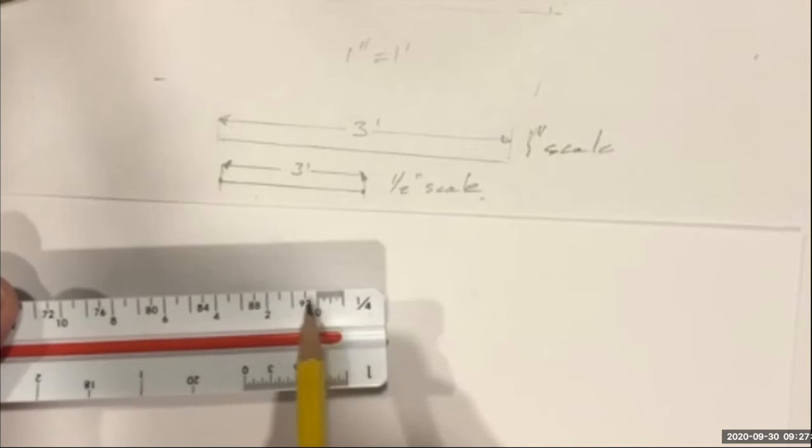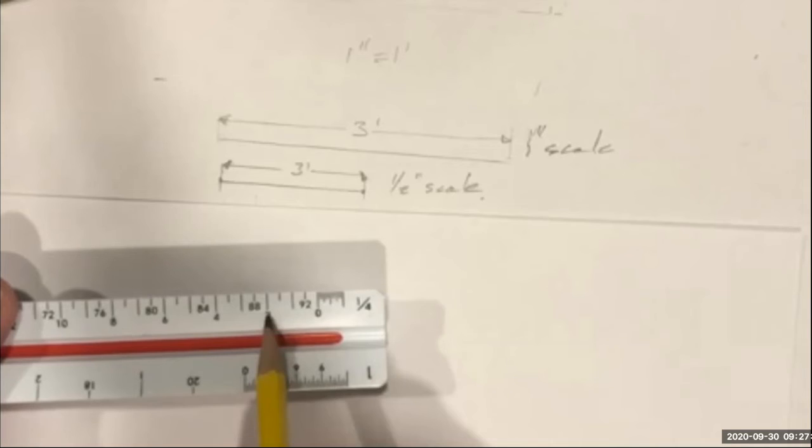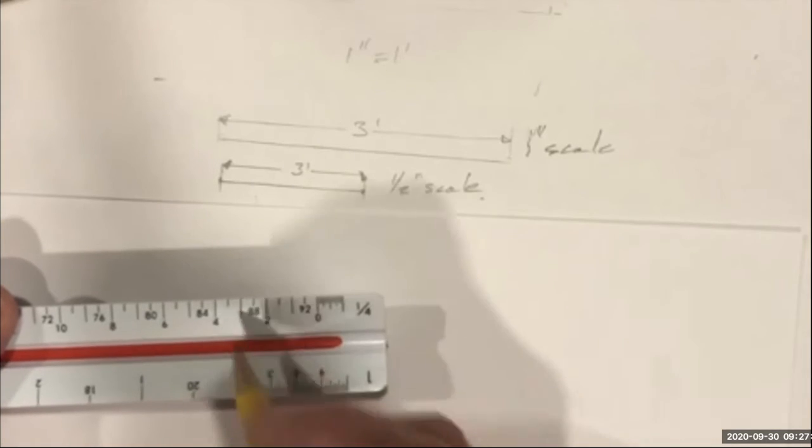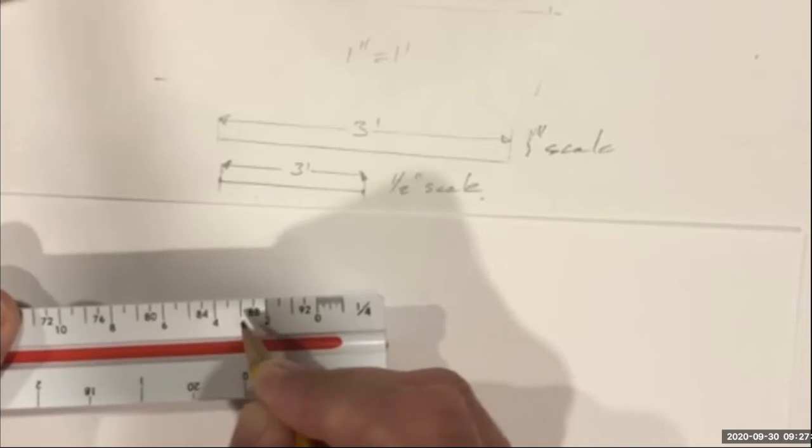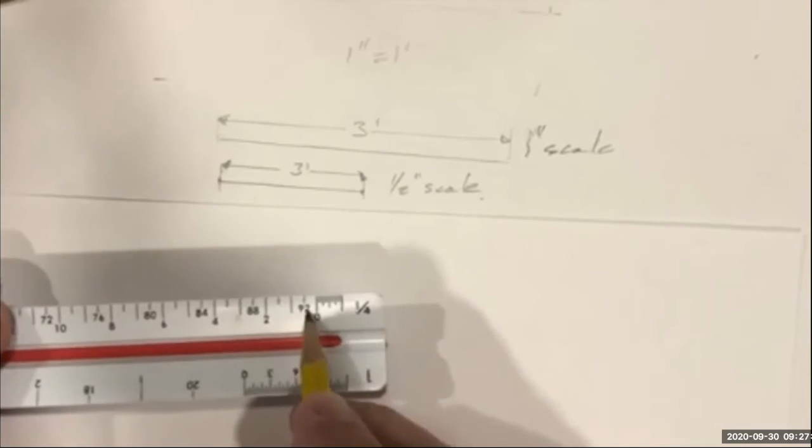So from here to here, that's representing a foot, all right? So from here to here is 1 foot. There's 2 feet, there's 4 feet, so 3 feet would be here. Okay, so this tick here. So that 92, what the heck does that have to do with? That's dealing with the 1/8 inch scale over on this side.